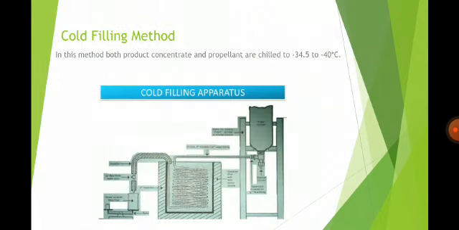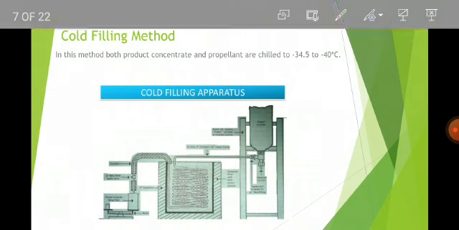Next is cold filling method. In this method, both product concentrate and propellants are chilled to minus 34.5 to minus 40 degrees Celsius. And this method is mostly employed for liquefied propellants. The apparatus consists of insulated box fitted with coiled copper tubings as seen in the diagram.